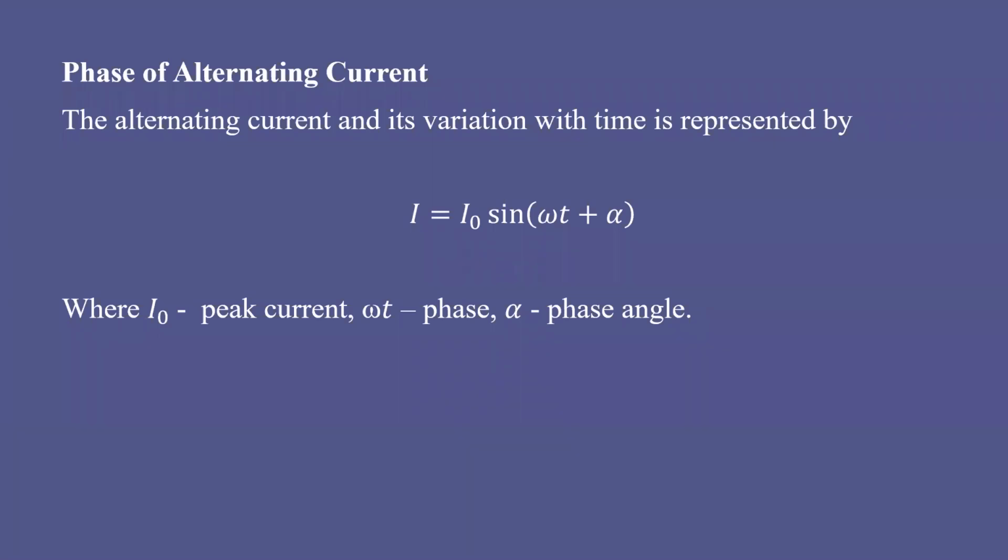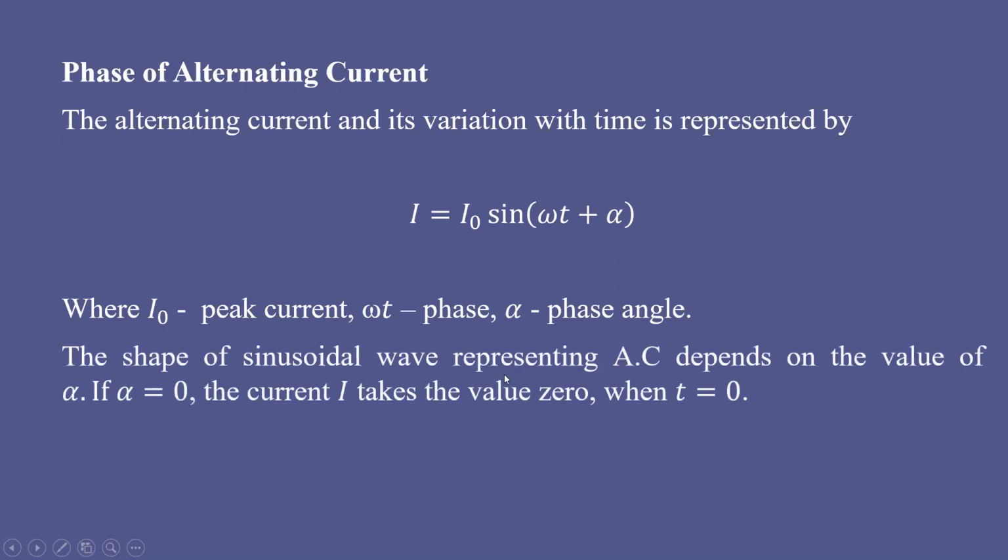Basically, this phase of AC represents the value of AC current or AC voltage at t equal to 0. So the phase of AC is required to find the value of alternating current at t equal to 0. Just try to understand this equation where alpha is called the phase angle. The shape of the sinusoidal wave representing AC depends on the value of alpha. Whether the sine wave starts from 0 or starts from a certain I naught, etc., can be understood by taking the value of alpha properly.